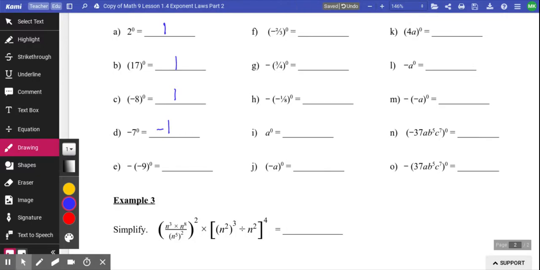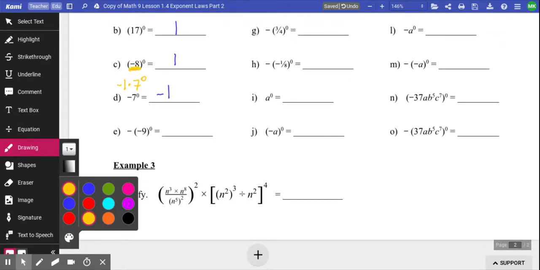So if you look at the bases on C and D, remember brackets are really important to us. C had negative 8 as the base. D was really negative 1 times 7 to the power of 0. Like the negative wasn't part of the power. And that's why it became negative 1 times 1, which is just negative 1.